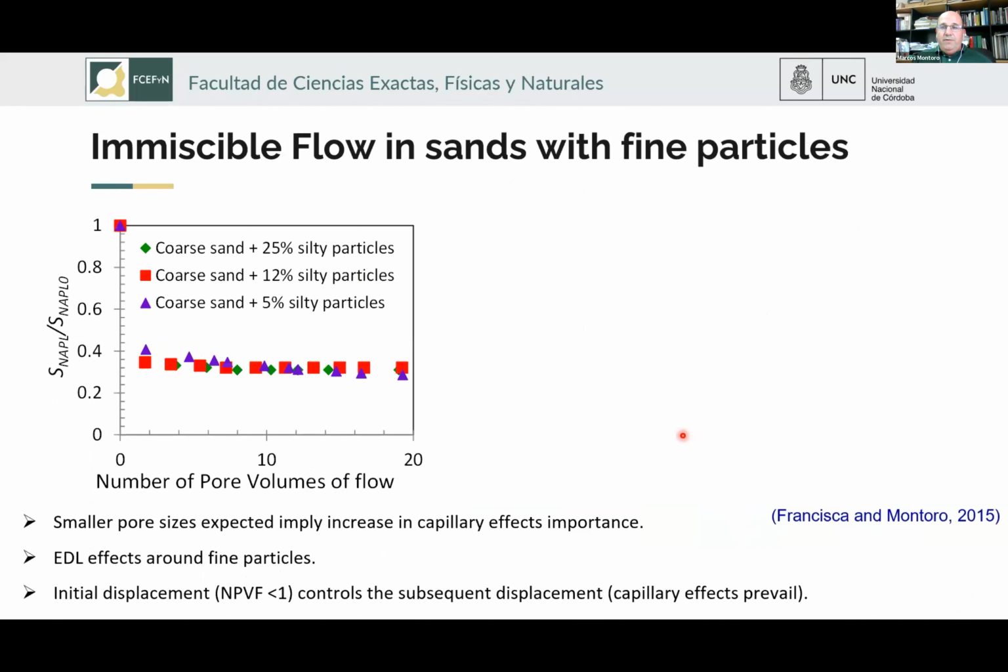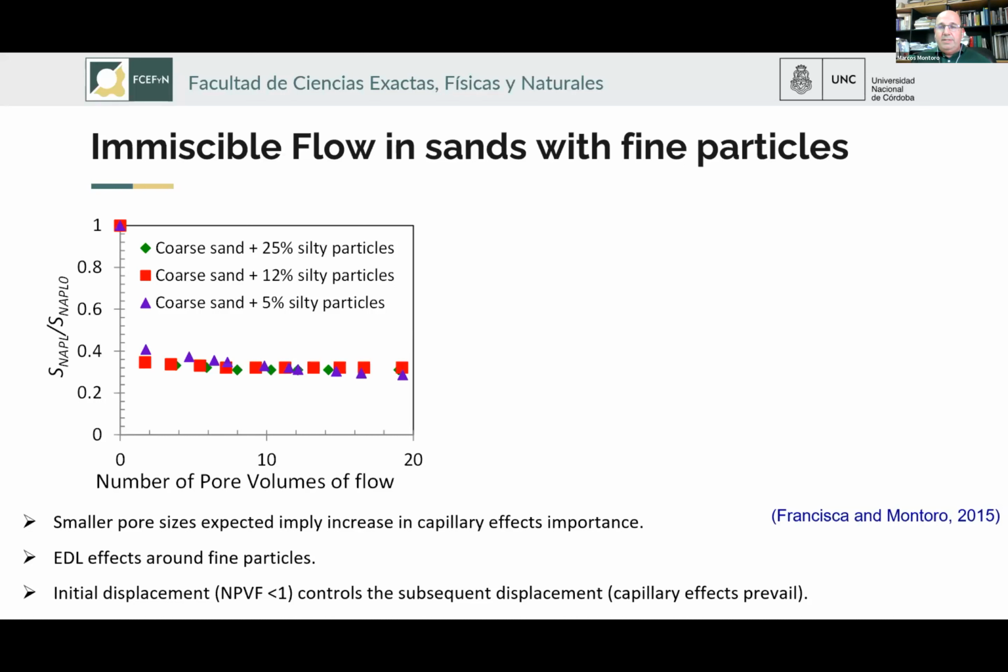The presence of fine particles, we mean particles passing sieve 200, has two expected effects on NAPL liquid displacement. On one hand, pore sizes depend on particle size, and therefore the presence of fine particles in the specimens will affect the magnitude of capillary forces. On the other hand, electrical diffuse layers may develop around clay mineral particles.